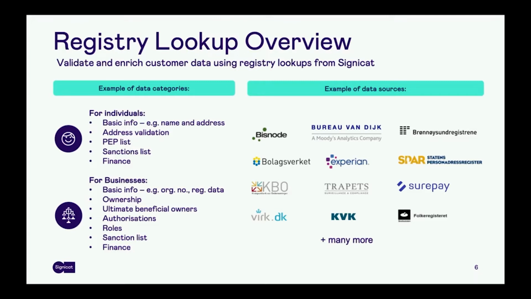We also have roles for businesses that provide personal details of persons who have a registered role in that organization. So that can be board members, daily management, for example. And also the sanction list to see if that organization has been sanctioned on a global or a local list. And we also have finance data for organizations. So you can retrieve information such as credit rating, yearly profit, turnover figures, that sort of data.